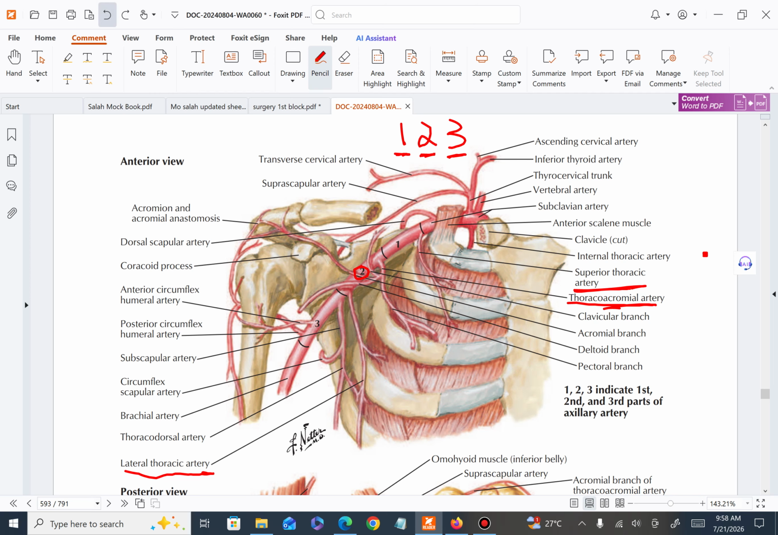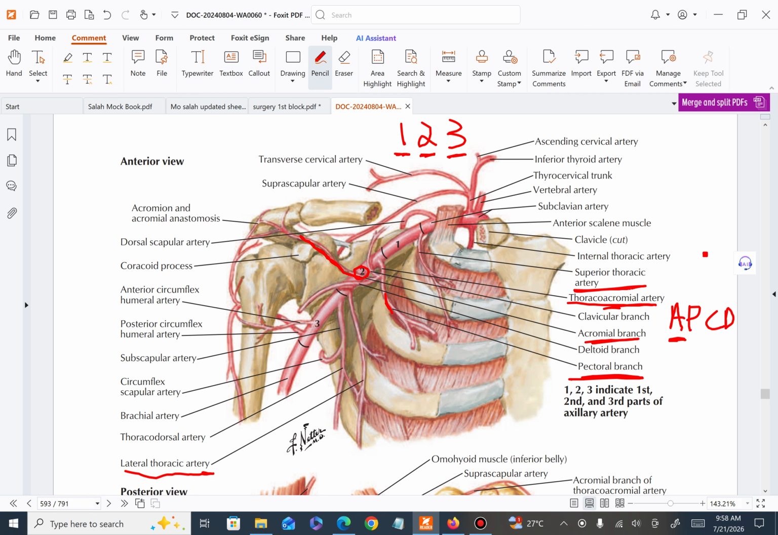Then the thoracoacromial artery again gives four branches. You can remember them by A, P, C, D. A for acromial branch. Then P for pectoral branch. This is pectoral branch, and this one which goes upward towards the acromion process is the acromial branch.